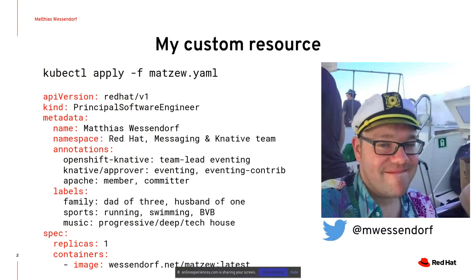A few words on me. My name is Matthias. I work as a principal software engineer at Red Hat. My responsibilities there: I'm working on Knative. I'm a prover there on the upstream project, specifically on the eventing parts. And inside of the OpenShift Knative team, I'm leading our internal Knative eventing team.